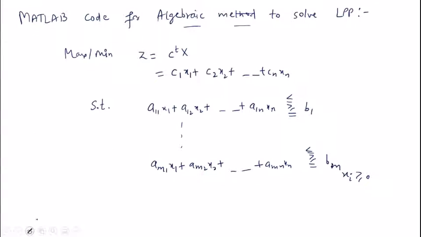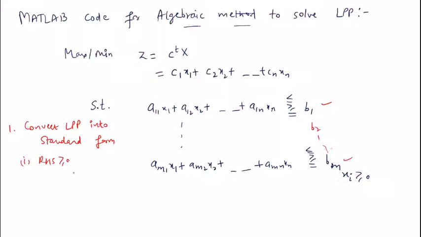So what we do basically in algebraic method, the first thing we do is convert the LPP into standard form. So standard form has three conditions. The first condition is the right hand side is non-negative. So this is the right hand side, which is b1, b2 up to bm. So first thing is we have to make that non-negative.